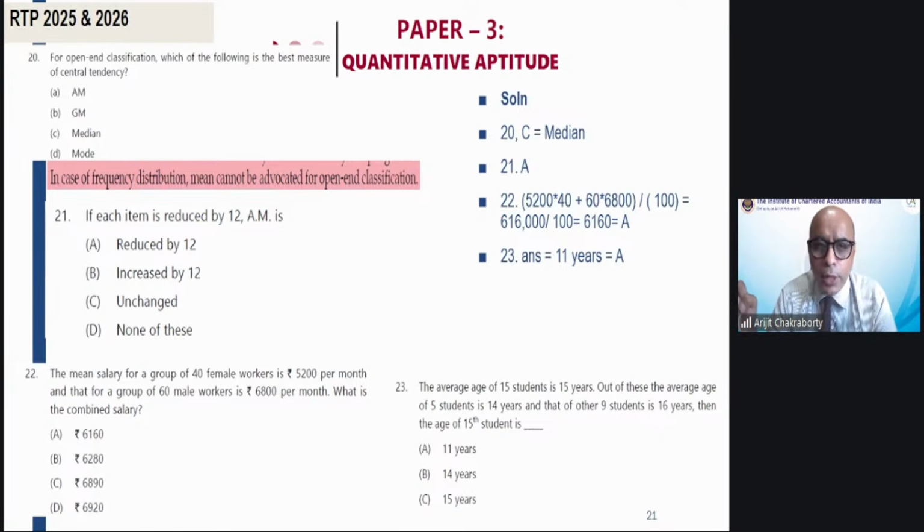So the sum of the ages of the 15 students is 15 into 15, which is 225. But the sum of the ages of the 14 students is 214. Therefore, the 15th student's age has to be 225 minus 214, so it is 11 years. So naturally, we are opting for the first option given. Option A is the right answer.